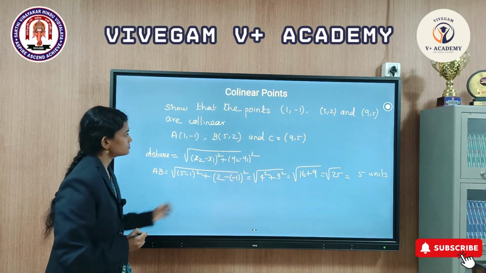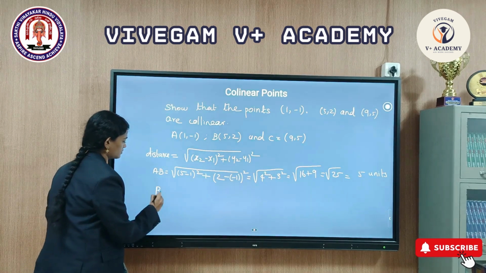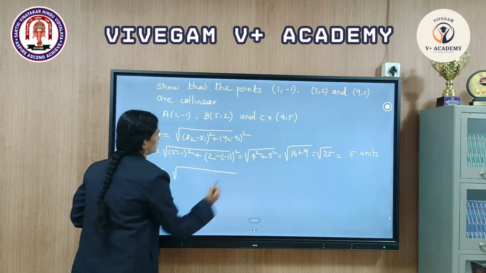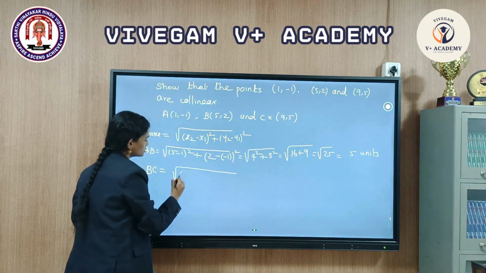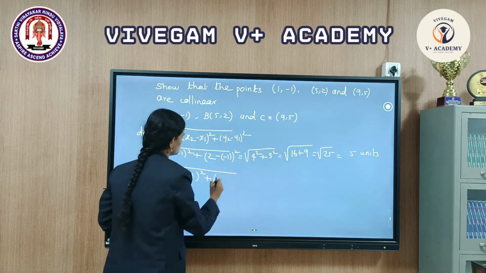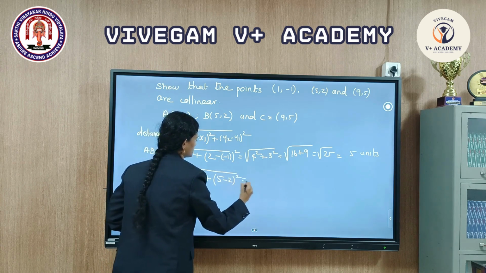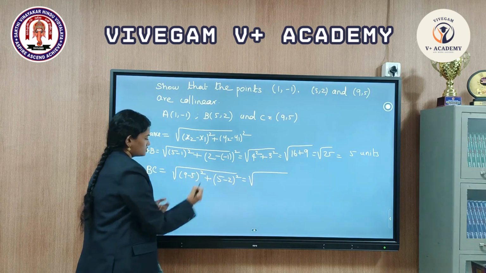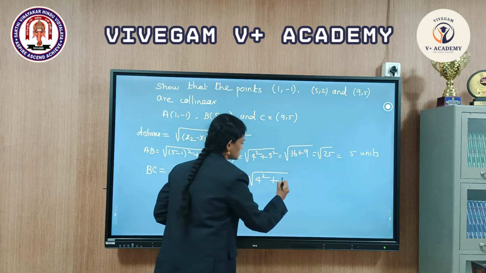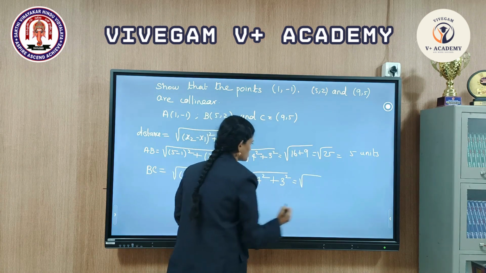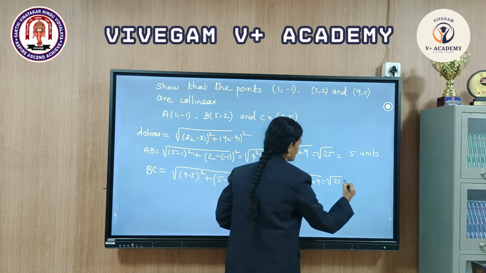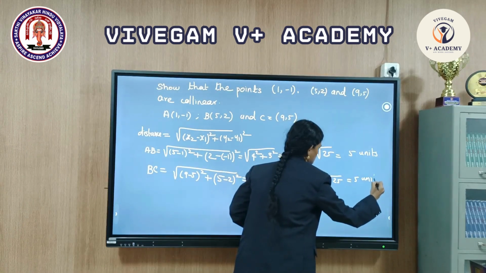Now let's find the distance between B and C. So BC is equal to root of (9 minus 5) the whole squared plus (5 minus 2) the whole squared, is equal to, so 9 minus 5 that is 4 squared plus 5 minus 2, 3 squared. So again the same value, 16 plus 9, root of 25, 5 units.